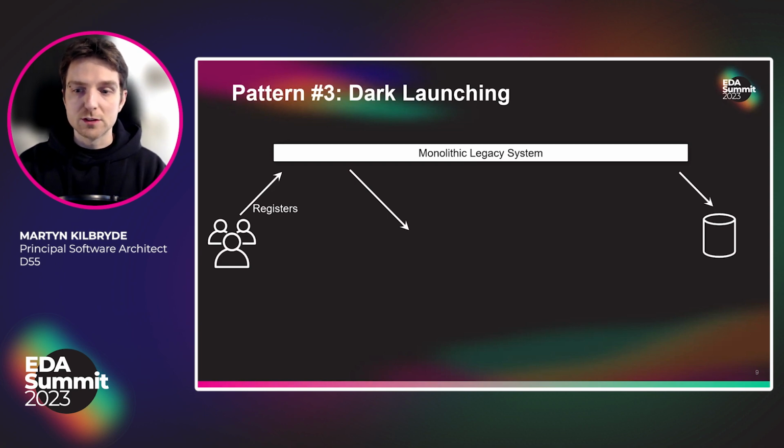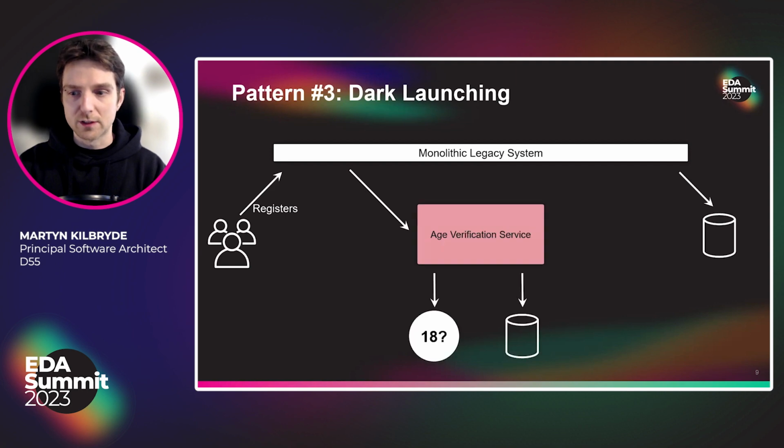The new system used this event to run the age-related checks, calling the third-party service and storing the result in its own database, but the output event of that system wasn't actually emitted or used. In this configuration, it was running like that for several weeks, and reports were run against the old database and the new database to check that they are in sync.